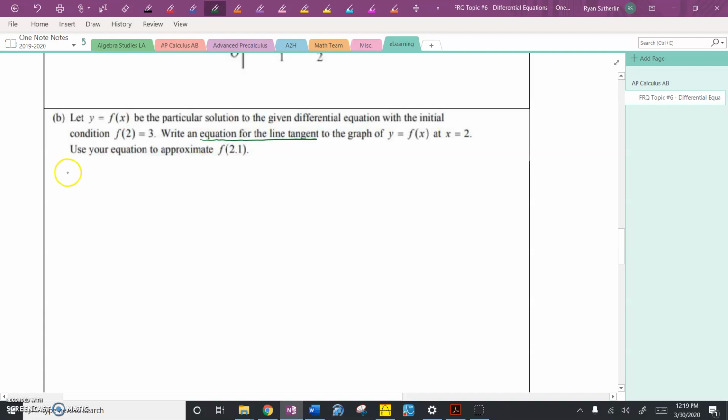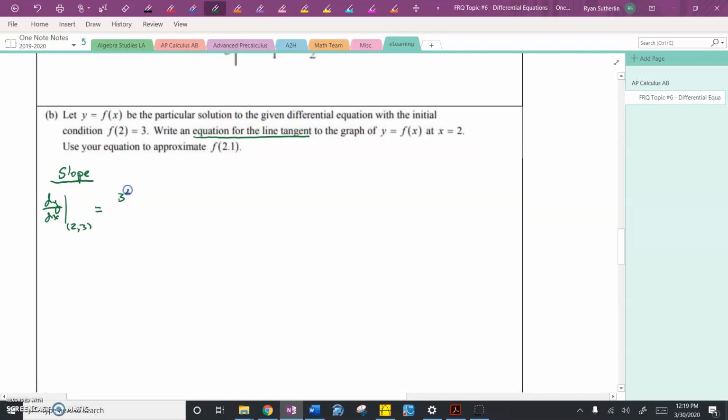So let's think about, since the beginning of the year, if we've asked you to write the equation of the tangent line, we need to know the slope of the tangent line. Well, the slope of the tangent line is given by the value of the derivative at the point that we're looking at. So at the point (2, 3), we would have 3 squared over 2 minus 1. So we get that the slope of the tangent line is 9.